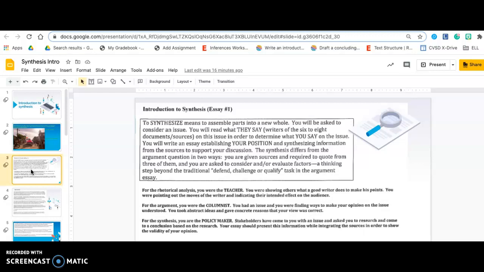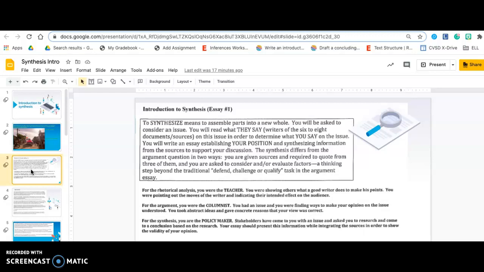So what you're going to be doing is, for a synthesis essay, you are going to get anywhere from 6 to 8 documents. One of them will be an image. They could be graphs. They could be essays. They could be letters, primary documents, secondary documents. It could be anything. You are going to be reading all of those documents in order to determine what your position is. So the idea is you're learning from all of these different sources, you're taking in information from both sides of an issue, and you're using all of that to create your own personal opinion.